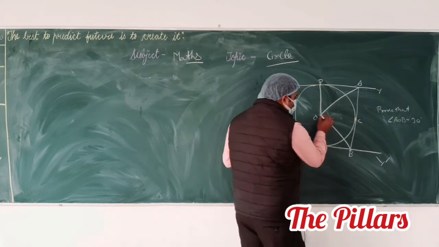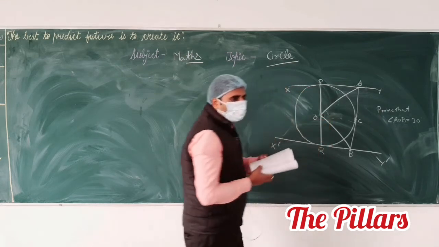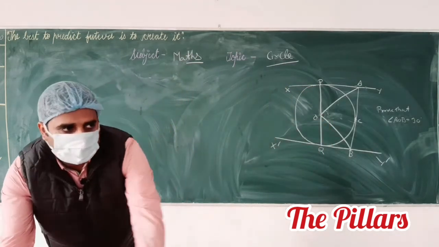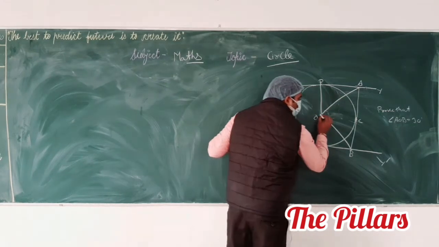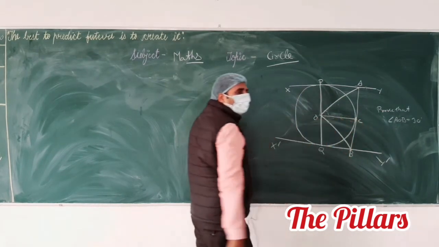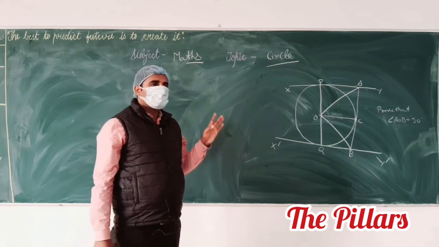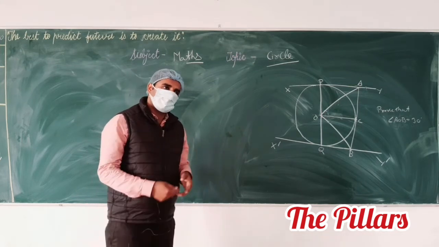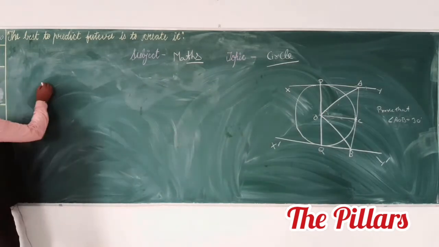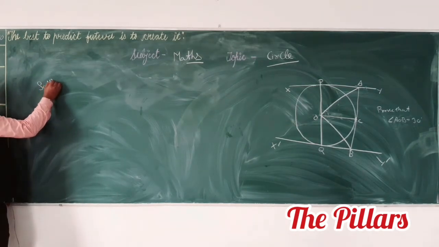Now we have to do one construction here, which is that we have to join O to C. What we have to join? O to C. Till here anyone have any problem? Now we start solving the question. Solution 9.